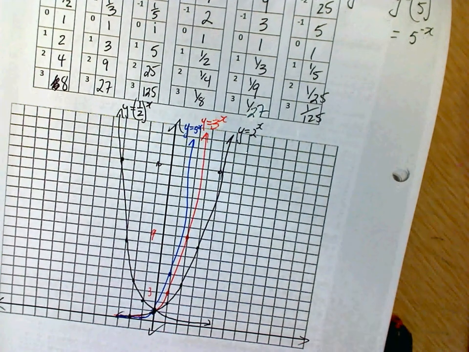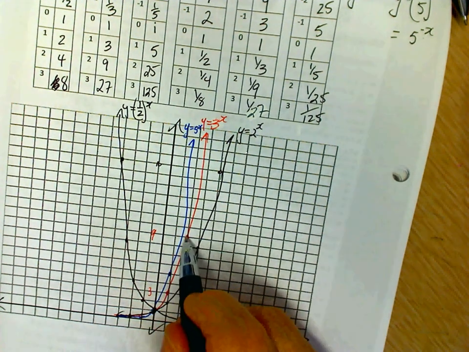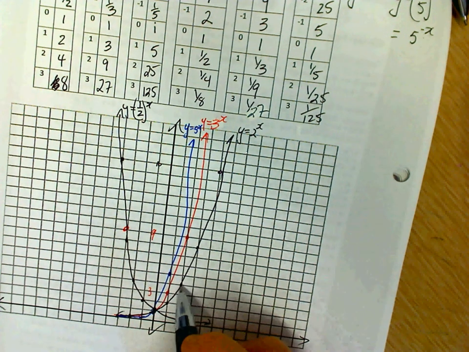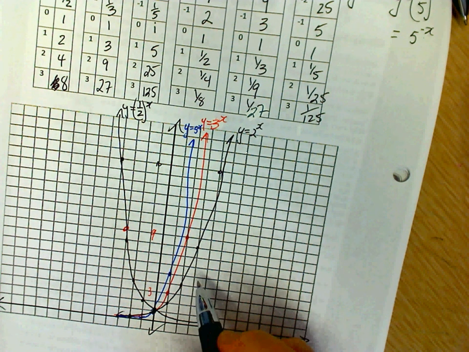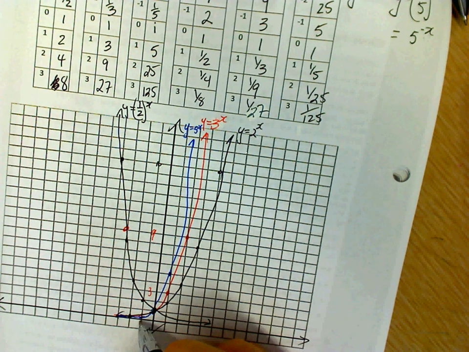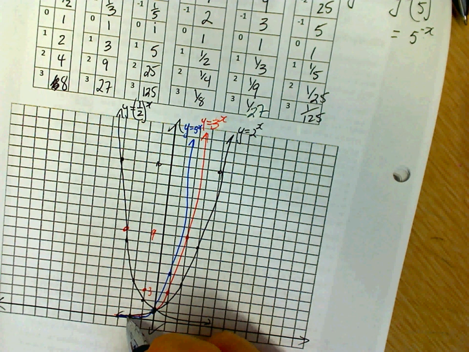Let's do 1 over 3. I'm doing the red one, right? So when x is -1, y is 3. When x is -2, y is 9. It should be there.